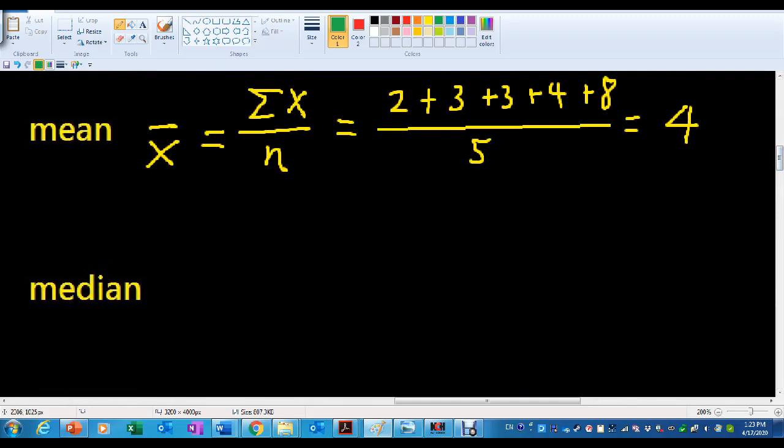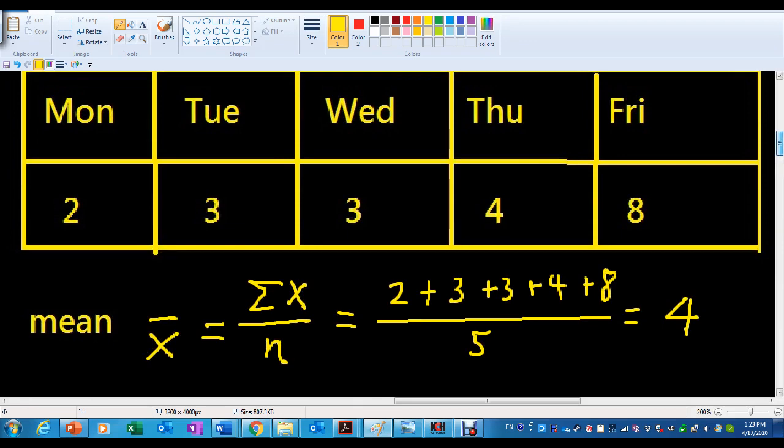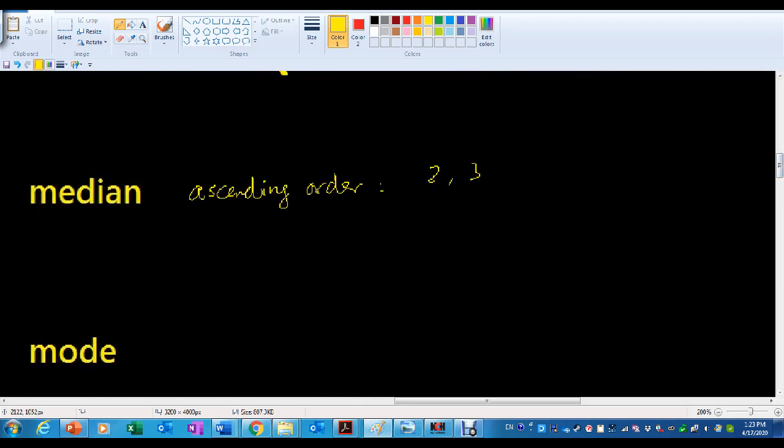To find the middle data, that means you need to do an ordering. So the first step to find the median is to put the data into an order. For example, you put them into ascending order. So what is the ascending order? Here, all data are already in ascending order, 2, 3, 3, 4, 8. Okay, so that's good. We don't need to do anything. And you need to find the middle data, right? Of course, there are only 5 data, so it's quite simple to see. This one is the middle data.